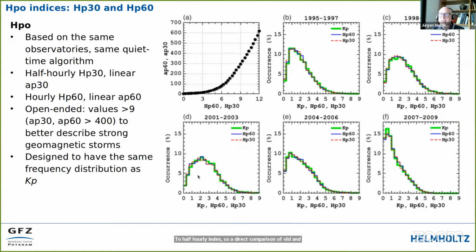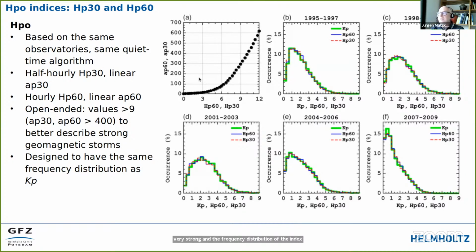Right, the new indices. HP30 is a half-hourly index, and it has a linear AP30 index with it. And HP60 is an hourly index with the linear AP60. And you can see in the first plot here the relationship between the quasi-logarithmic HPs and the linear AP indices. And since it's an open-ended index, we don't stop at 9. We have values basically open-ended. I'm only plotting here up to 12. And having more index values in this range allows a much more nuanced picture of very strong geomagnetic events. And the frequency distribution of the index is a very important thing.